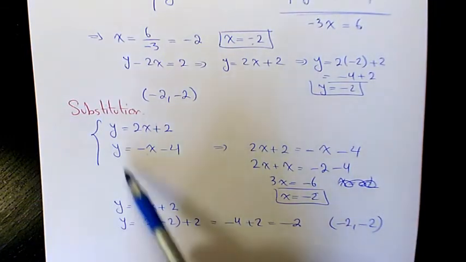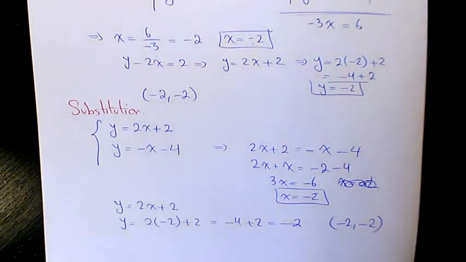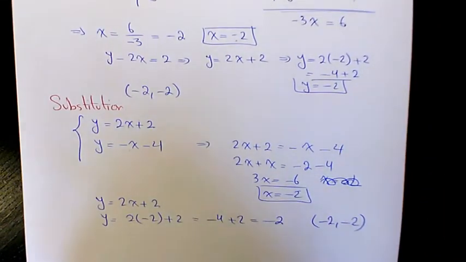We could also sub it in the second equation as well. You're going to get the same answer. So negative 2 and negative 2 is their point of intersection. Let's see another example.